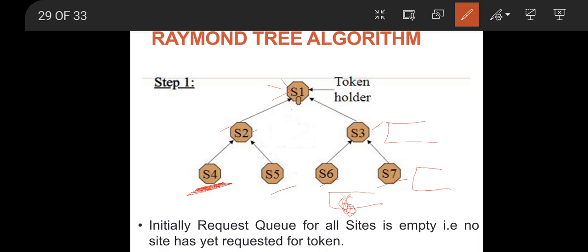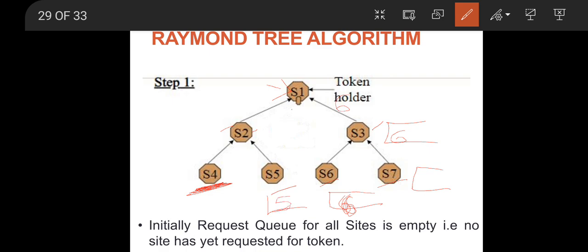Then that request message will be sent to S3. Now S3 also checks its request queue. If it is empty, meaning no other request was sent previously, that request will be forwarded to S1 and the entry will also be created here. Now similarly, at the same time, let us say S5 also wants to enter the CS. Its request queue is also empty.